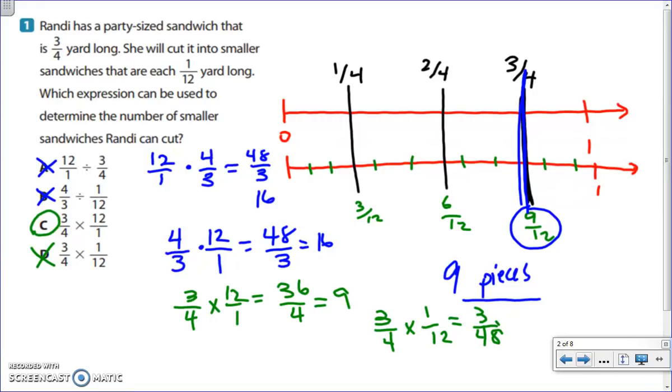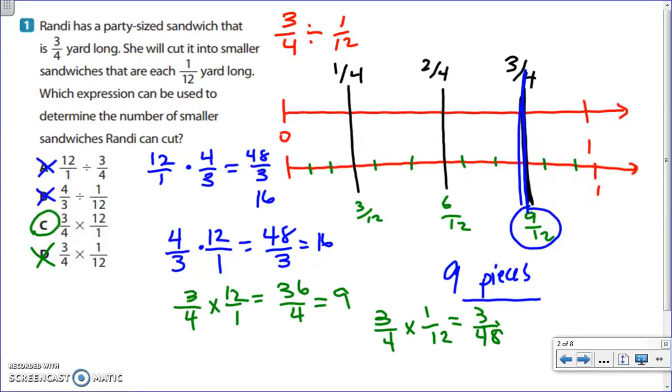That's one way you could solve this problem. Another way would be to just think about how many 1/12 fit into 3/4, because each 1/12 represents 1 piece. Then immediately when I think of this, I think of it as a division problem, 3/4 divided by 1/12.